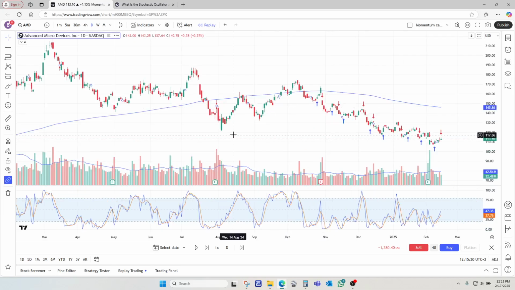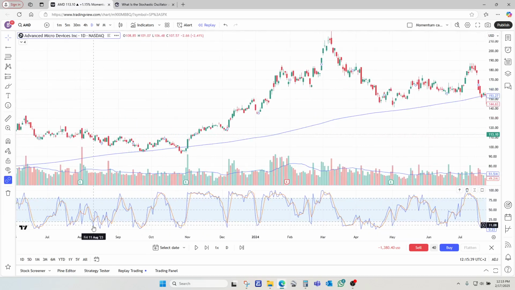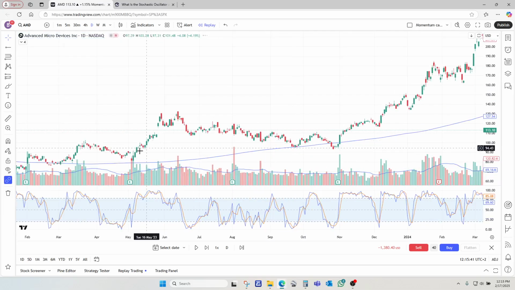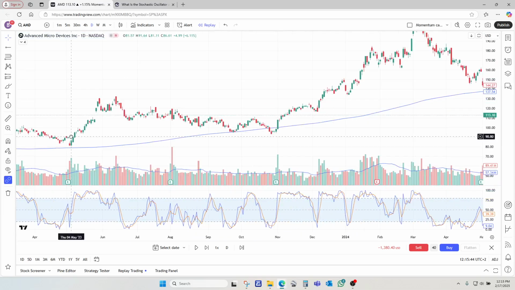I showed you this example as well because, as you can see, it doesn't work all the time. So you have to simulate it as much as you can just to see how it works and how it helps you to trade it. So you can check. You should do this with every indicator.